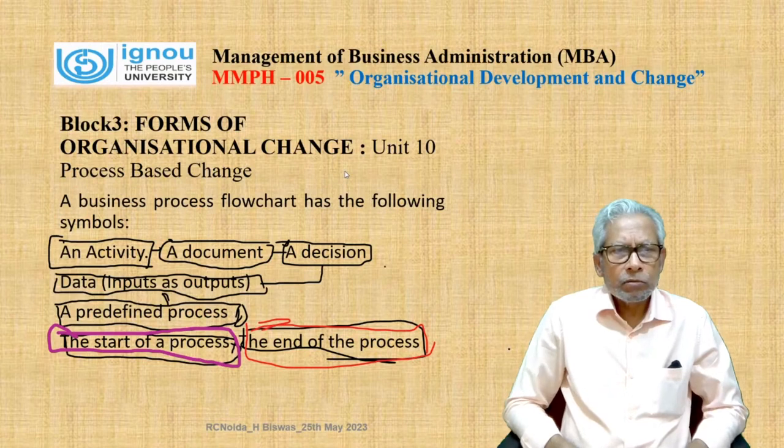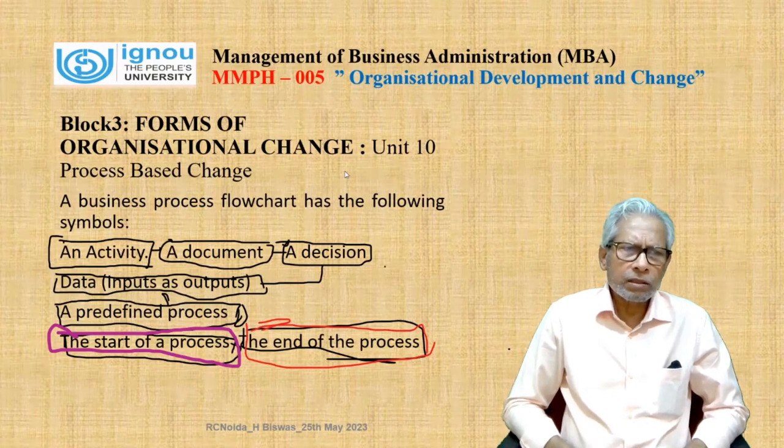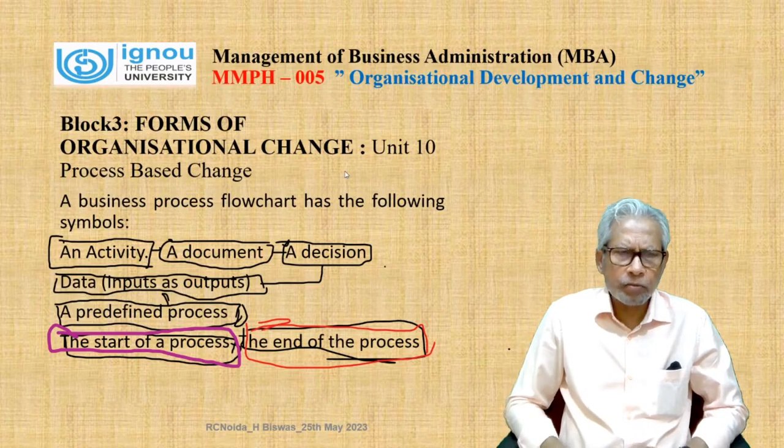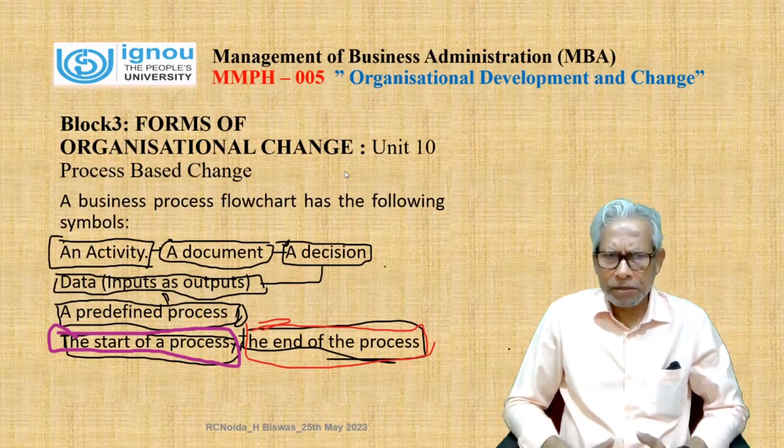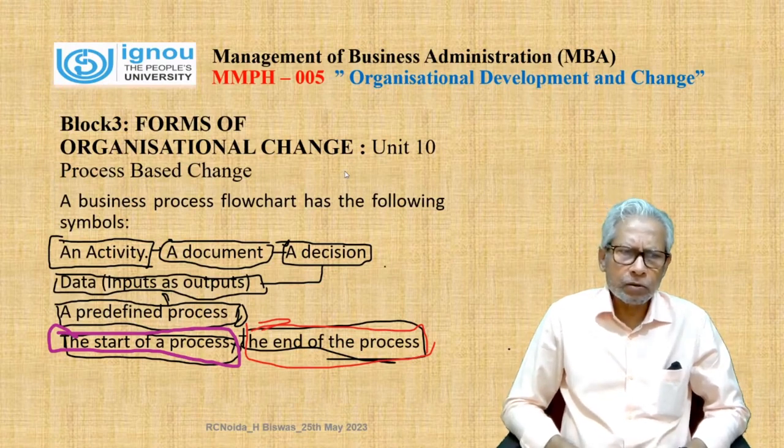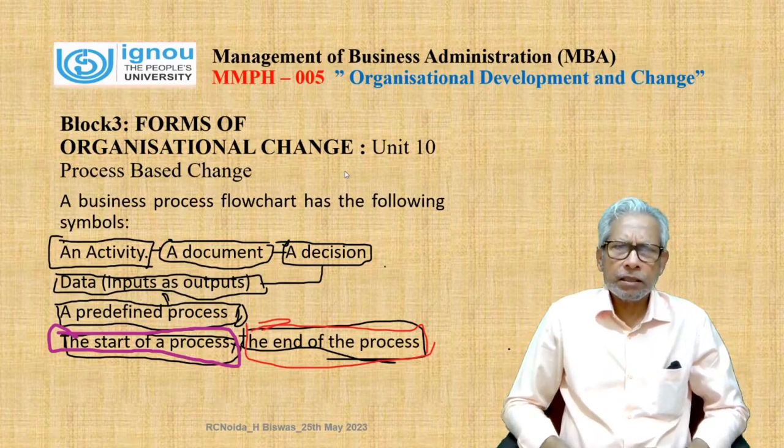Now, what is a flowchart and what are the symbols? Basically, there are different symbols that are used. If there is some activity or a document, different symbols will be there. And for data input outside the flow, it may be a triangle, a rectangle, or a trapezium. There are different shapes. So it is a predefined process. Then finally you start the process, and after that you reach the end of the process. So all these flowcharts are symbolically defined.